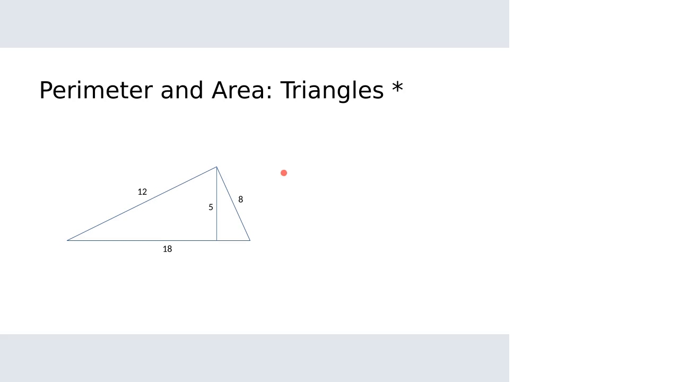So first thing we've got to find is the perimeter. And for the perimeter here, we're going to imagine standing in one of the corners and walking the exterior of the figure. So that's 8 plus 18 plus 12. Be sure you don't include the 5 when you do perimeter because it's not on the exterior of the figure. And so we have 8 plus 18 plus 12. Let's see, and that's 38. So our perimeter is 38.